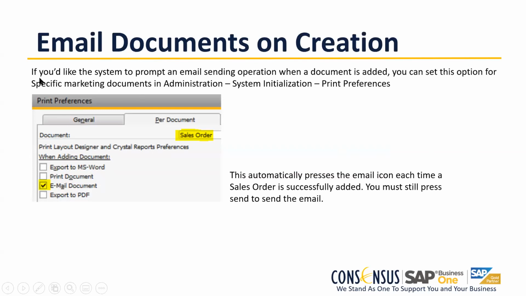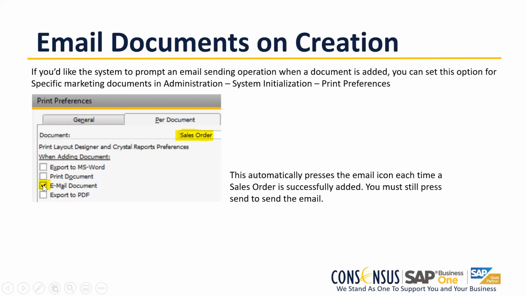All right. So earlier, Clara was mentioning something about automation. It's not full automation, but it is kind of a shortcut. It reminds you to always send an email on these particular documents. So you have the ability to go into print preferences in the system, and you can choose by document type. So this will list the different marketing documents, for example, sales order, delivery, invoice, things like that. And you can say, when I press add on the document, and that's successful, Business One typically says you successfully added the document, and you get like a green bar on the status there.